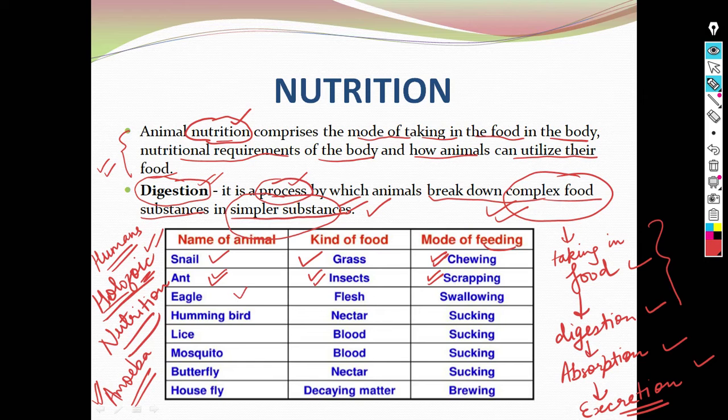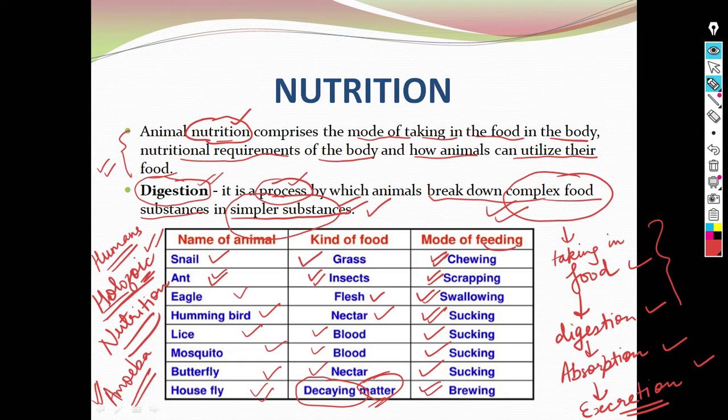Next, eagle, they eat flesh and they swallow the flesh. Hummingbird, they take nectar by sucking it. Lice, they drink blood by sucking. Mosquito also drinks blood by sucking. Butterfly, they drink nectar by sucking. And then housefly, they eat decaying matter. Decaying means the matter which is already spoiling.